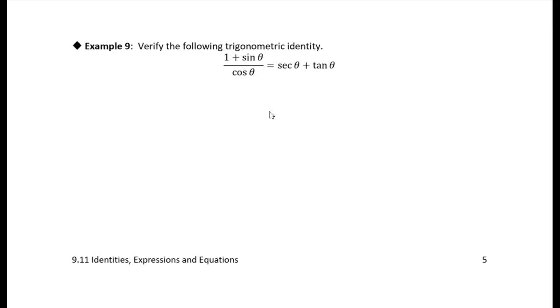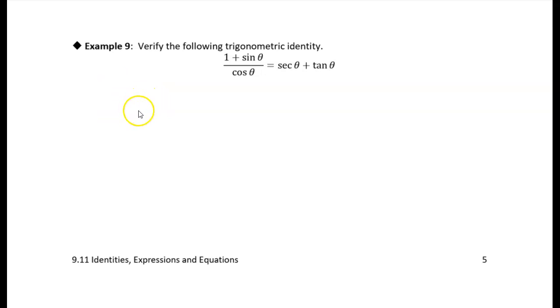Cardinal rule of verifying identities: don't just sit there and stare at it. Do something. Try something. That's all you can really do. If it doesn't work, then try something else. Sometimes you might go down a rabbit hole, and then you have to just start over.